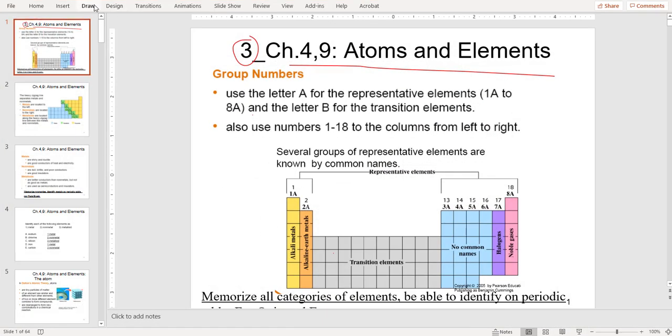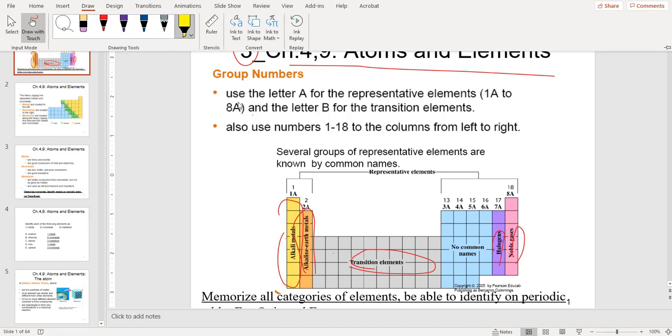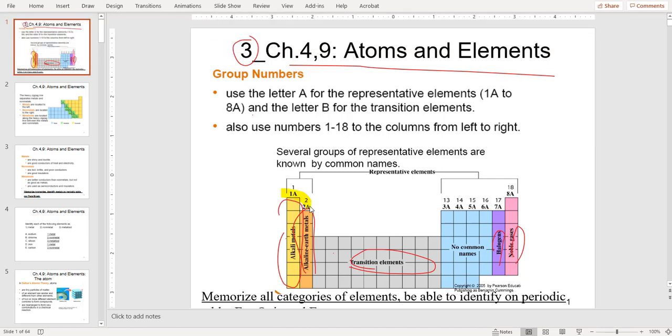At this point, I need you to go ahead and memorize these common group names. There's alkali metals, alkaline earths, transition elements, halogens, and noble gases. Now, we have an umbrella term which refers to group 1 and 2, or 1A, 2A, and then 3A to 8A. And that umbrella group name is representative elements.